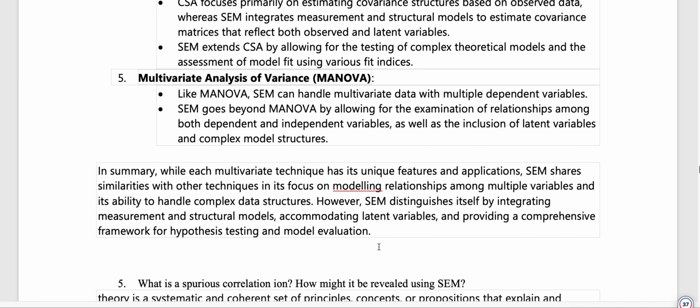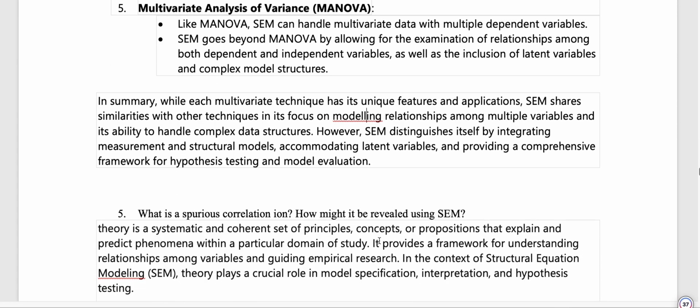In summary, while each multivariate technique has its unique features and applications, structural equation modeling shares similarities with these techniques in its focus on modeling relationships among multiple variables and its ability to handle complex data structures. However, structural equation modeling distinguishes itself by integrating measurement and structural models, accommodating latent variables and providing a comprehensive framework for hypothesis testing and model evaluation.